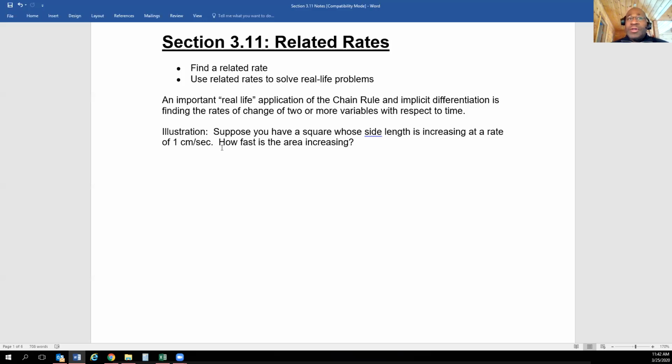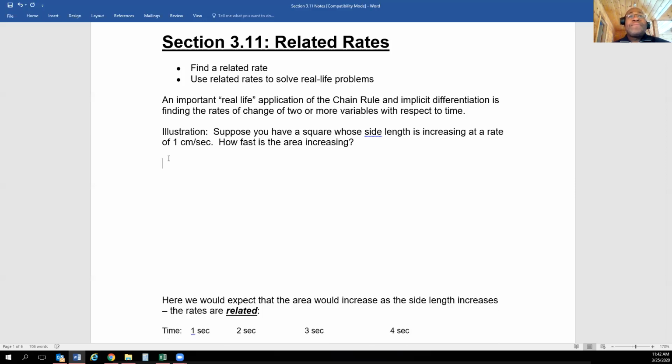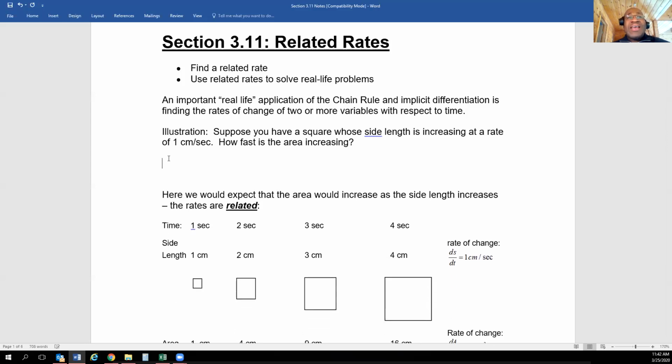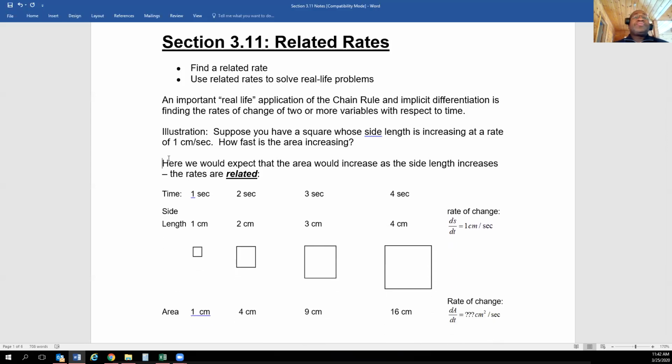So for an illustration, let's say, for example, we have a square whose side length is increasing at a rate of 1 centimeter per second. And we want to know how fast the area is increasing. Now, of course, we would expect that the area is going to increase as the length of the side of the square increases, because obviously the larger the side of the square, the larger the area is going to be.